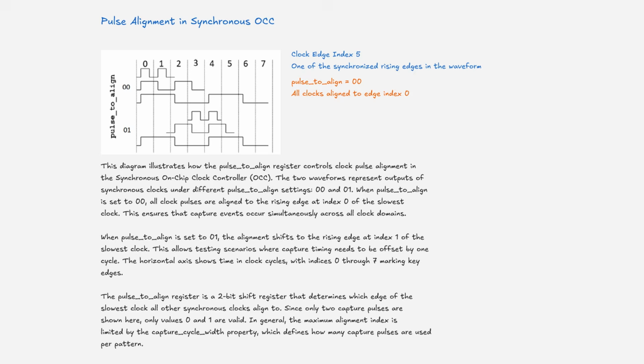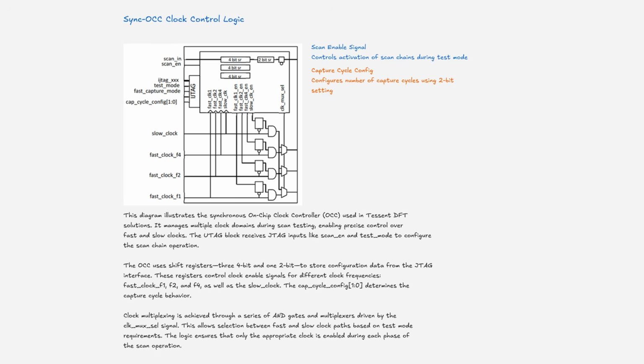are used per pattern. This diagram illustrates the synchronous on-chip clock controller, on-chip clock, used in Tessent design for test solutions. It manages multiple clock domains during scan testing, enabling precise control over fast and slow clocks. The TAP block receives JTAG inputs like scan enable and test mode to configure the scan chain operation. The on-chip clock uses shift registers, 3 4-bit and 1 2-bit, to store configuration data from the JTAG interface. These registers control clock enable signals for different clock frequencies, fast clock F1, F2, and F4, as well as the slow clock. The cap cycle config 1 to 0 determines the capture cycle behavior.